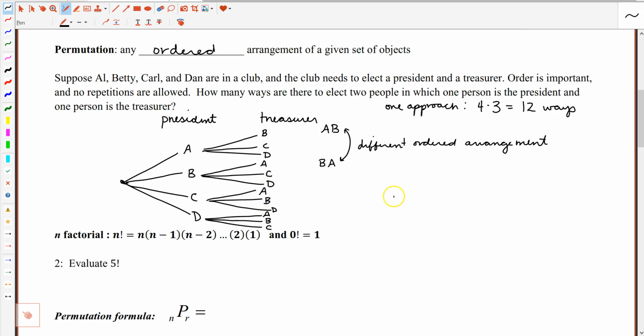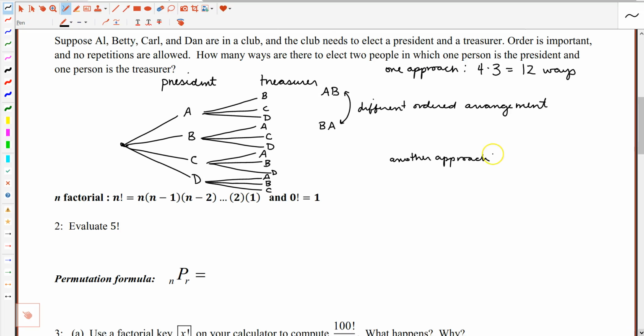Another approach will be using this idea that this is a permutation. This is going to be an ordered arrangement of a given set of objects. So we can use a different computation to be able to figure out how many ways this could happen. Before we get down to our permutation formula, we need to talk about what a factorial is.